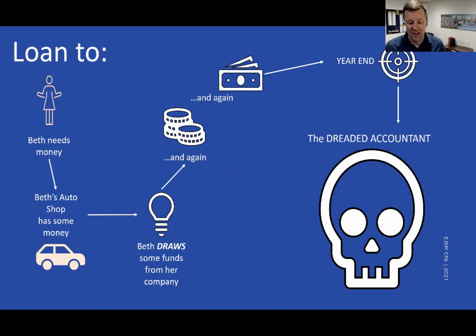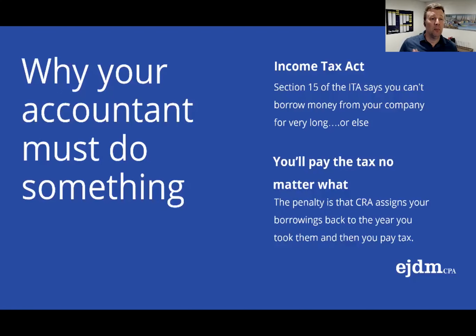The reason why it's dreaded is because the accountant must do something. They're your advisor, and there's a couple of things they have to do. One, they have to see this from an equity perspective, meaning have you drawn out way too much to support your enterprise and your growth. But also there are significant tax issues here. There are some sections in the Income Tax Act, one in particular, Section 15, that says you can't borrow money from your company for very long, or else. There are some caveats in there, but CRA knows, and the regulations know, hey, this isn't good.